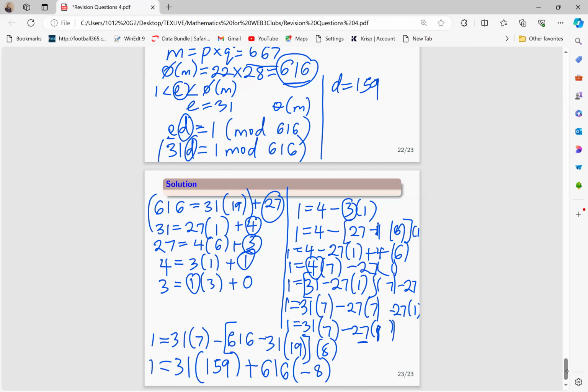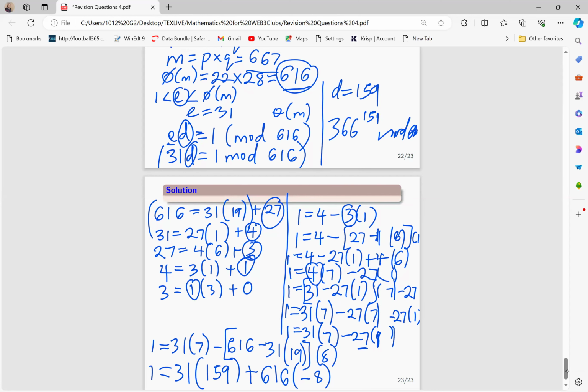Okay, so 366 to the power of 159 mod 667, I hope. Okay, mod 667. So my answer was 14. Yes, 14. That was the plain text.